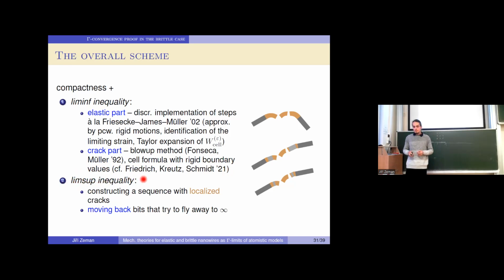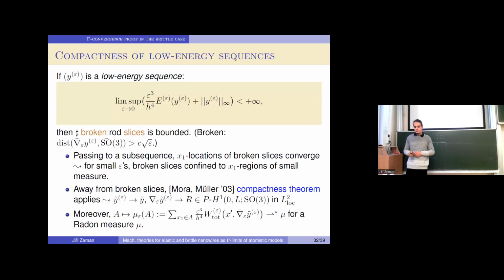And in the lim-sup inequality, we first construct a sequence with localized cracks. And another technical issue is moving back bits that try to fly away to infinity. So now that you've seen the scheme, I will proceed in greater detail. Now let's focus on compactness.